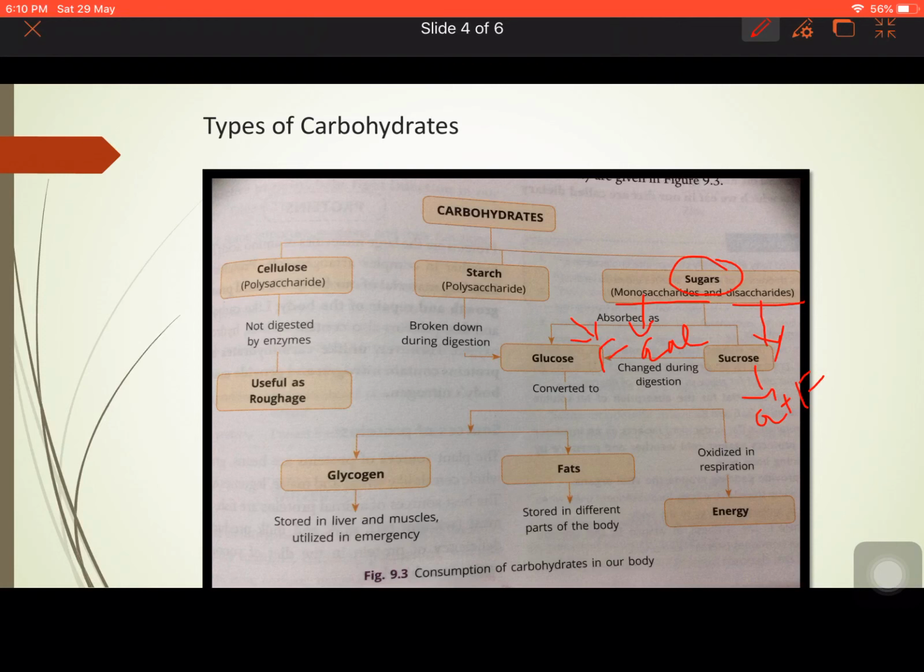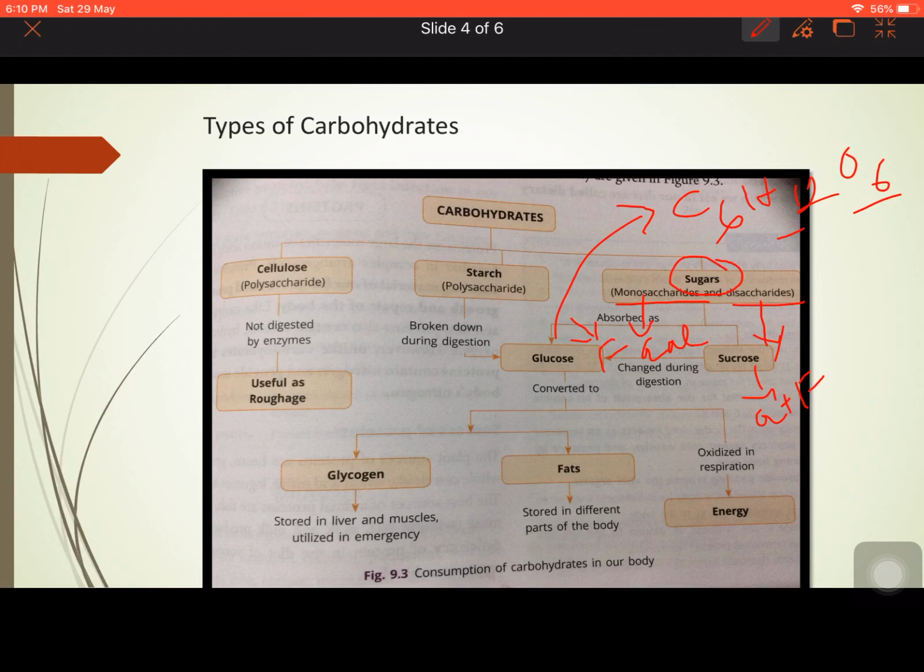Now, what is the chemical formula of glucose? We have told that hydrogen and oxygen are in a ratio of 2 to 1 in carbohydrates. So remember, the formula of glucose is C6H12O6. Hydrogen and oxygen are in a ratio of 2 to 1. You are all studying chemistry now, so you know ratio and proportion. Here hydrogen is twice that of oxygen. So C6H12O6 is the chemical formula of glucose.